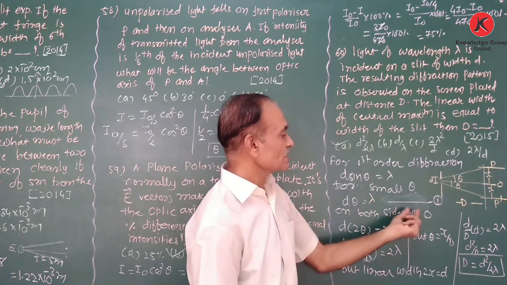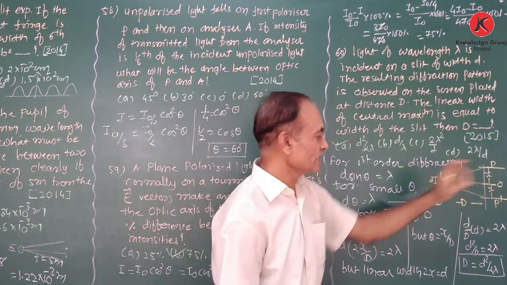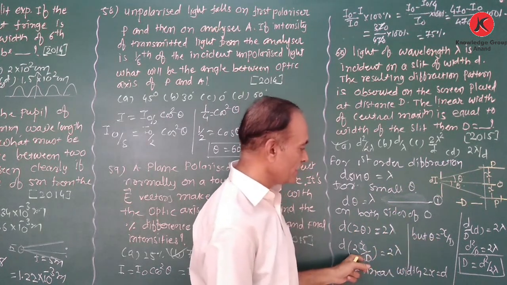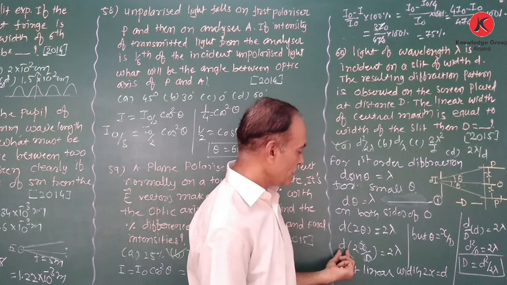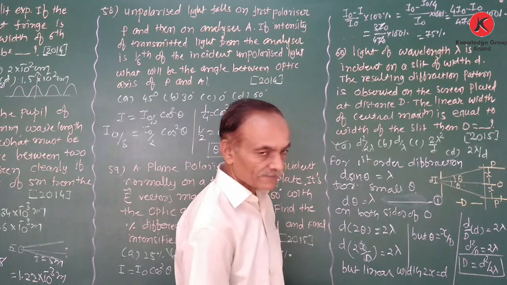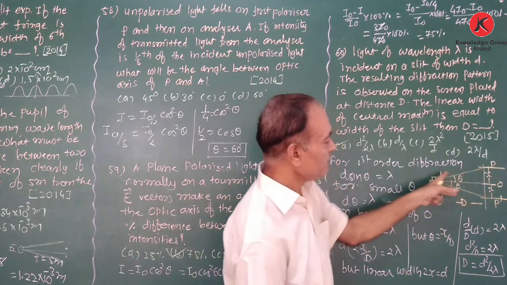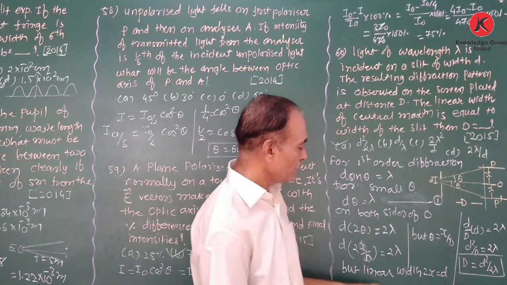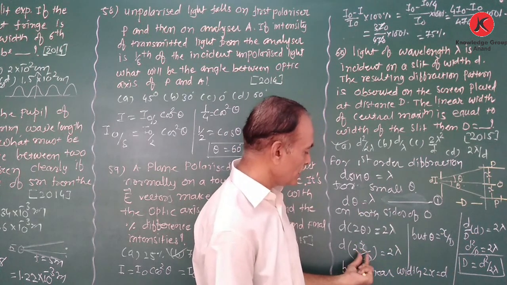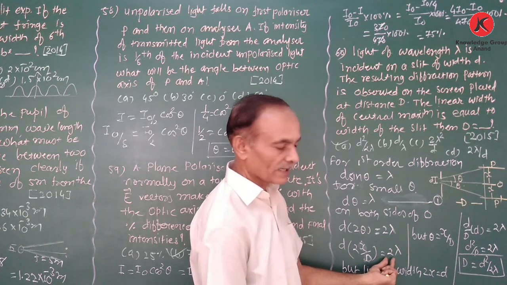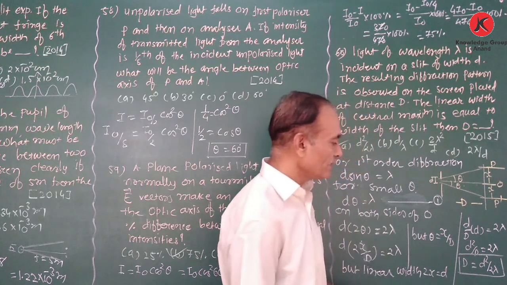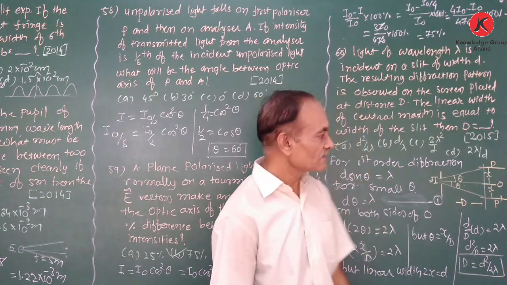Now, on both sides of this central maximum, so d into 2 theta is equal to 2 lambda. Substitute the value of theta here: small d into 2x upon capital D is equal to 2 lambda. Here the linear width is the same as the width of the slit. Therefore, 2x is equal to small d. So small d into small d upon capital D is equal to 2 lambda. Right? Therefore, d square upon capital D is equal to 2 lambda. Therefore, capital D is equal to d square upon 2 lambda.